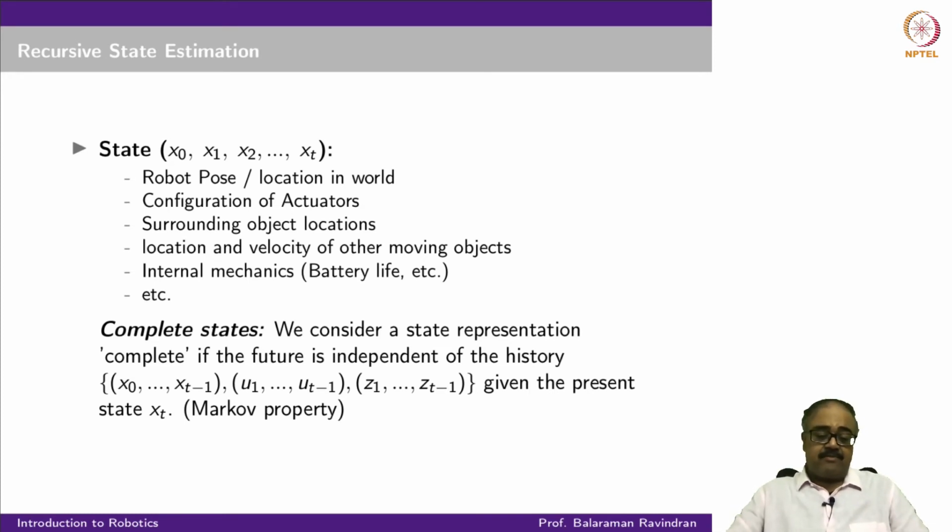Here is an example of things that I already mentioned, a few more here. The first is the robot pose or location in the world, right? The x, y and theta. And if you can also move in the third dimension, it probably is x, y, z and theta, right?